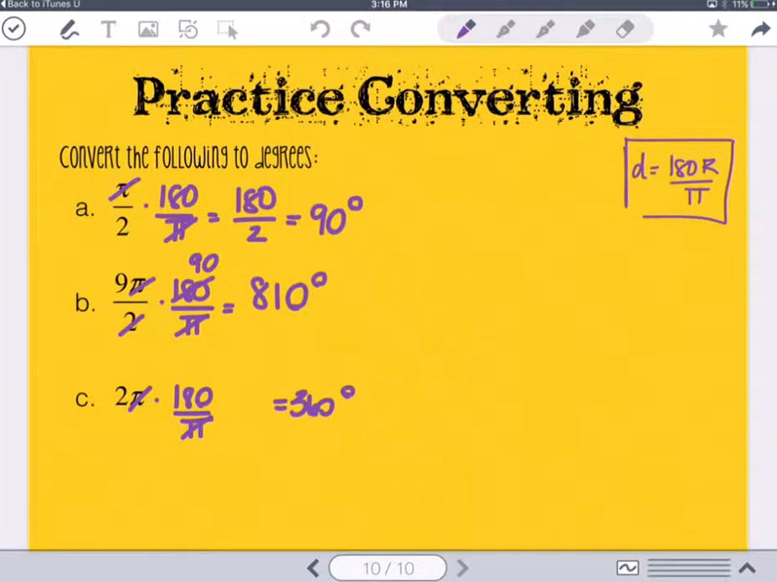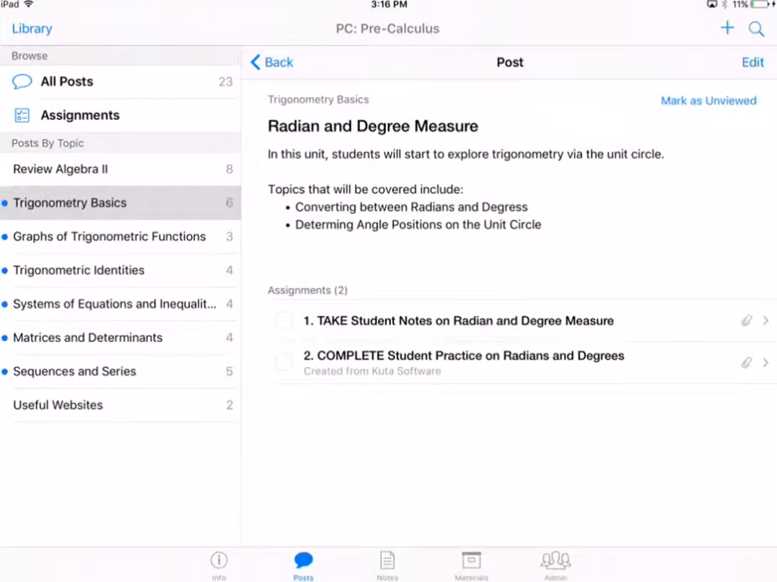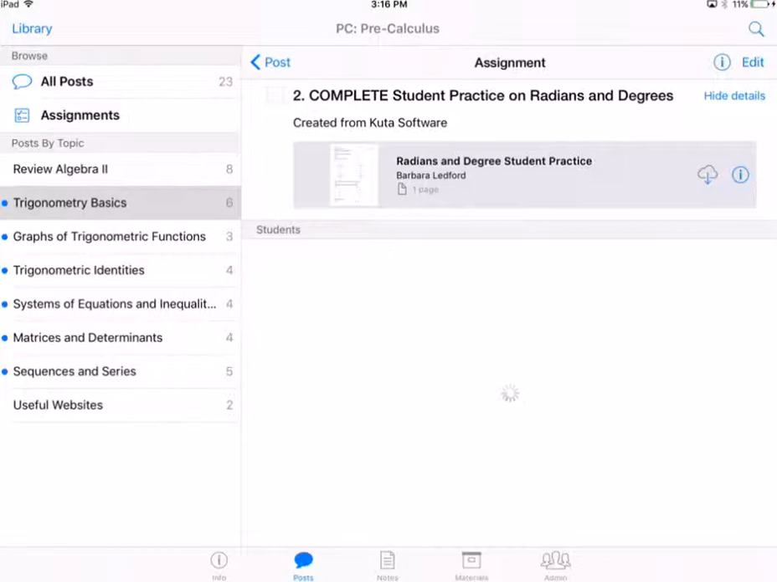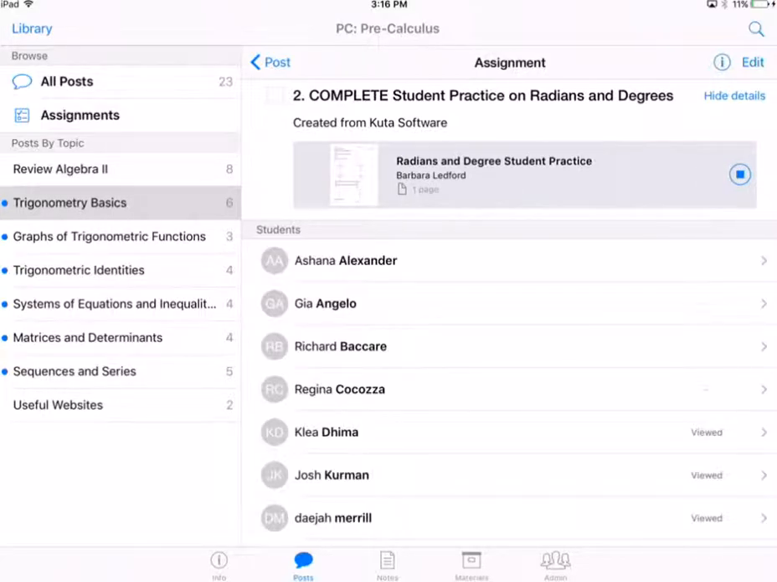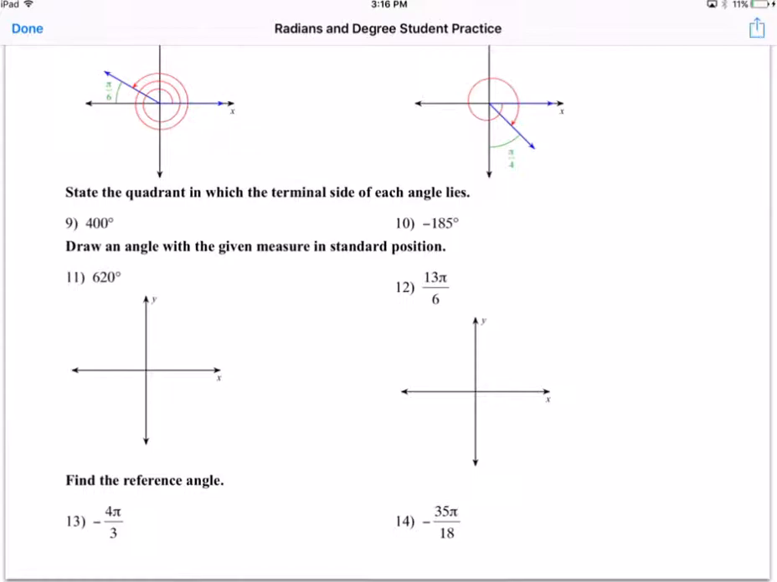All right, feel free to watch this numerous times to make sure that you understand all the material, or come to see me before or after school to make sure you get it. Your assignment, however, if you go back into the iTunes U, number 1 was the notes that we took, but number 2 here is your practice. Okay? I will tell you right now, please do not do problems 13 and 14. So we're not doing problems 13 or 14.